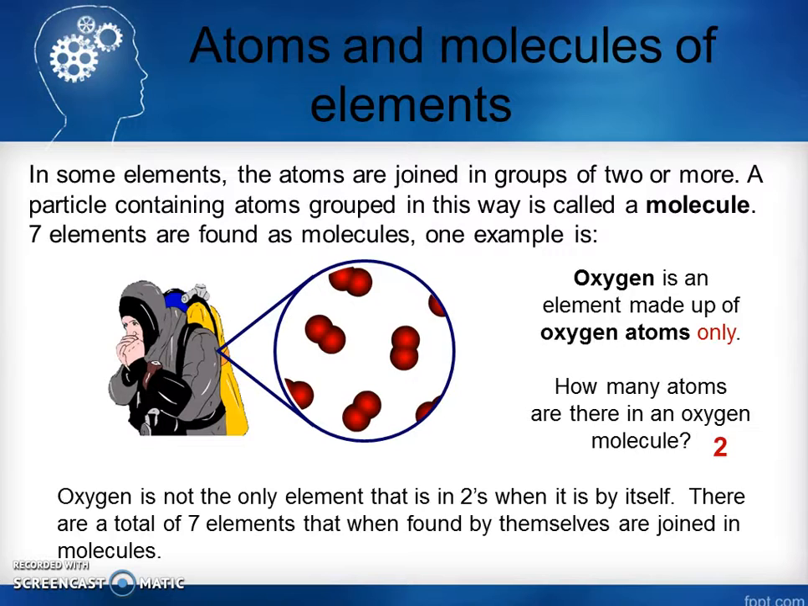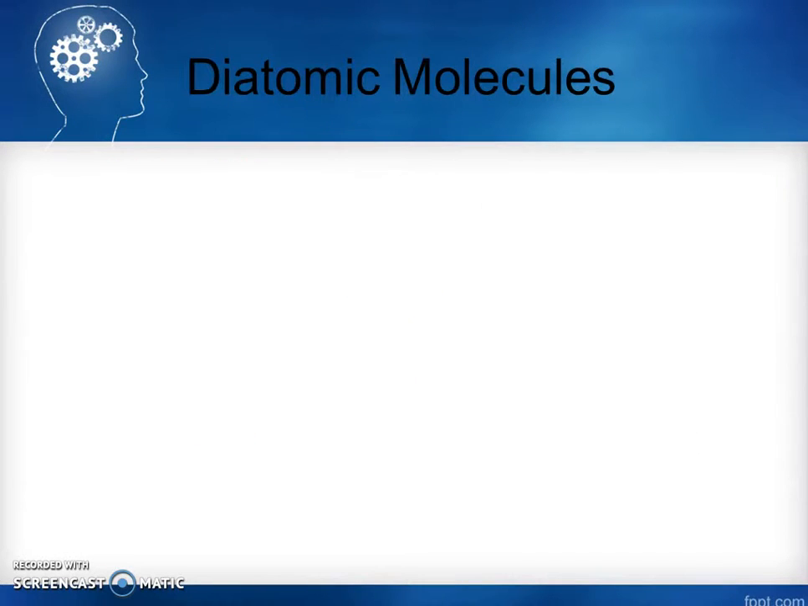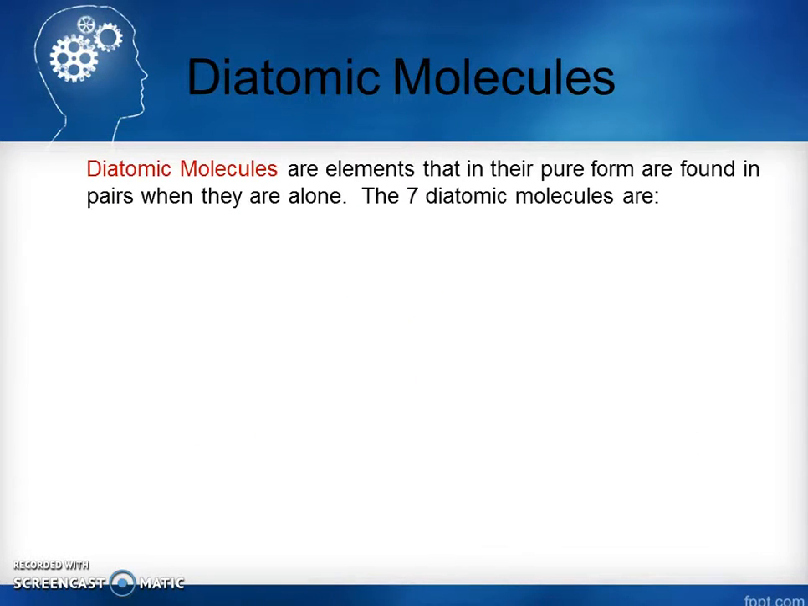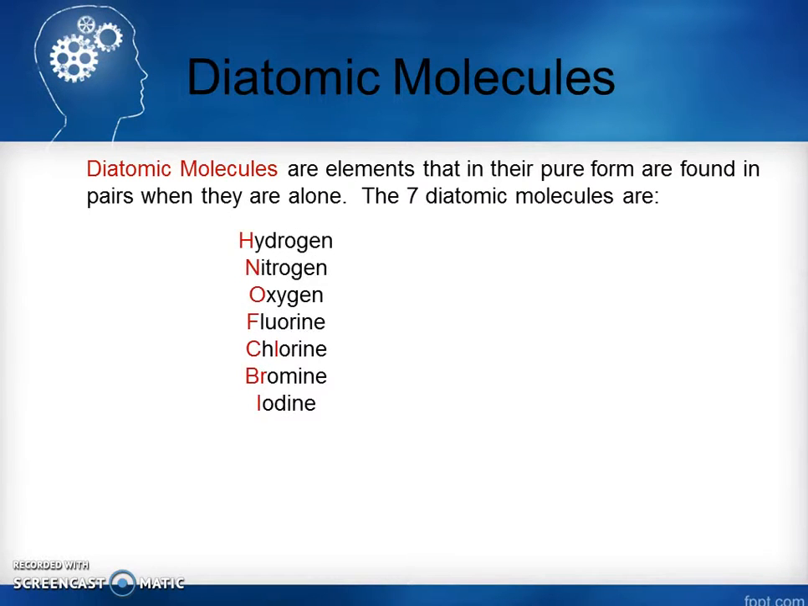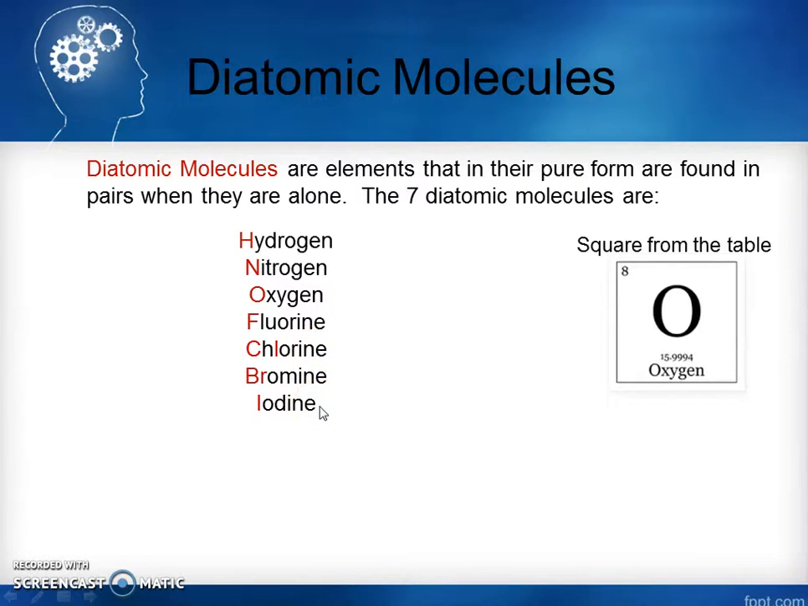There are a total of 7 that are found in pairs when they are left to be alone. So these are called diatomic molecules, and they're elements that in their pure form are found in pairs when they are alone. The 7 diatomic molecules are hydrogen, nitrogen, oxygen, fluorine, chlorine, bromine, and iodine.